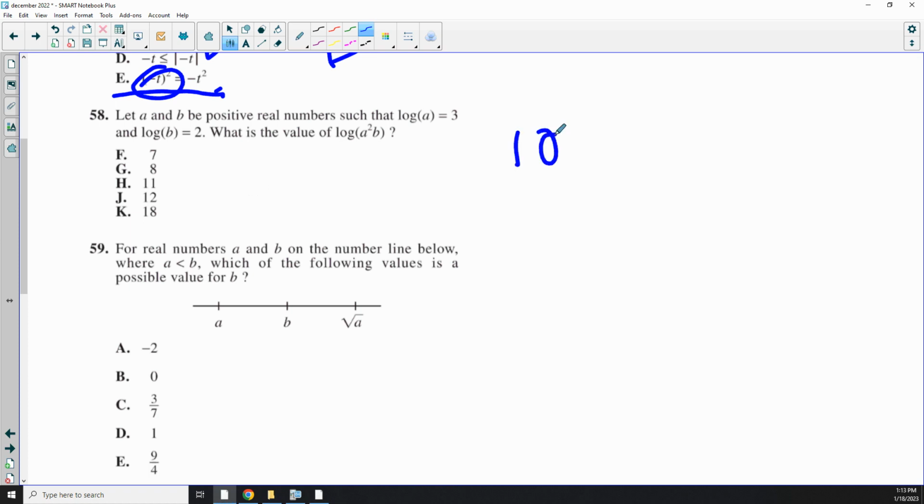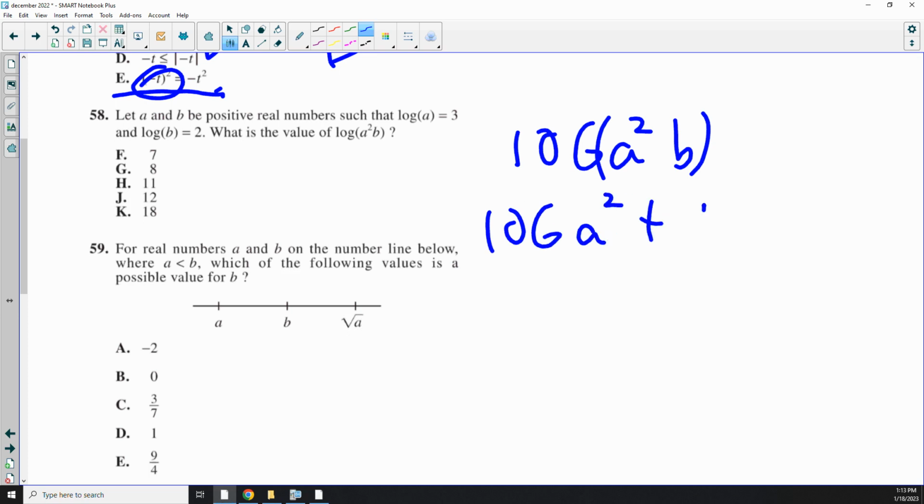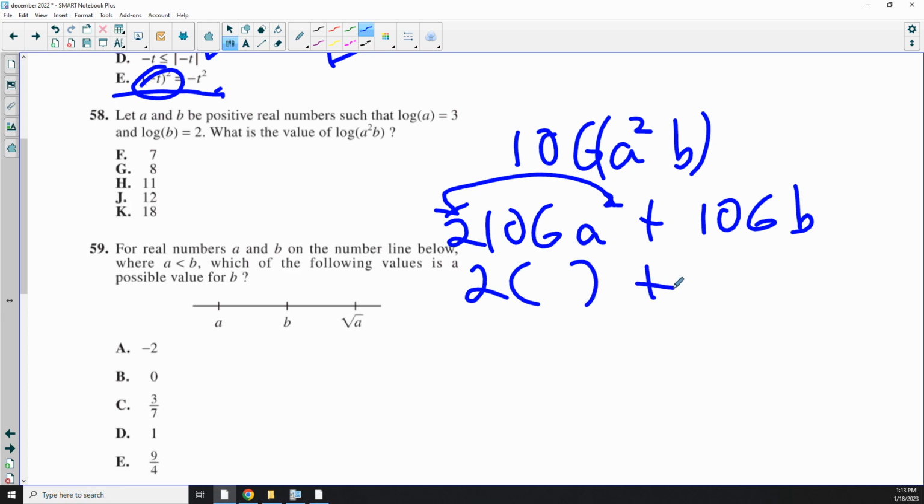Log rules. Who knows them? Timesing of logs is addition. And power of logs is multiplication. So 2 times log A, which is 3, gives you the answer 6 plus 2, 8.